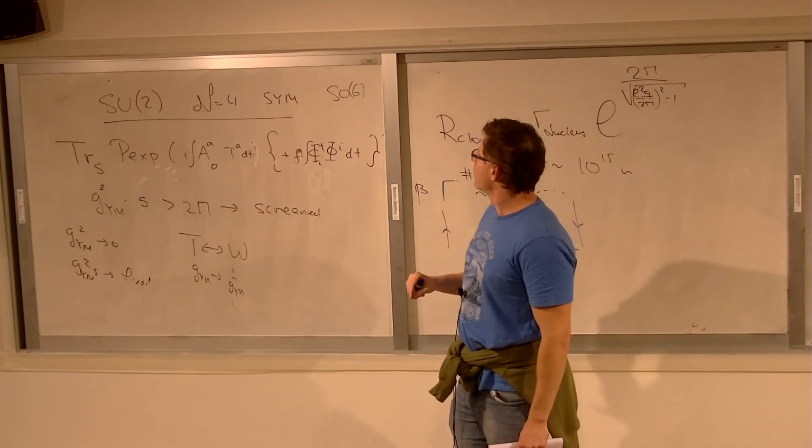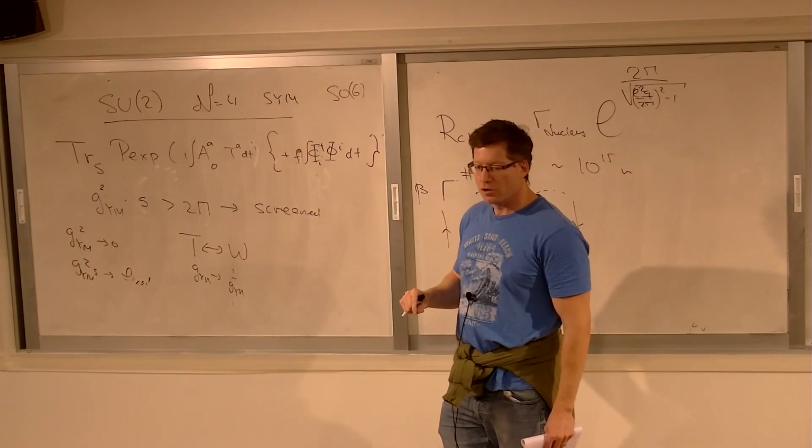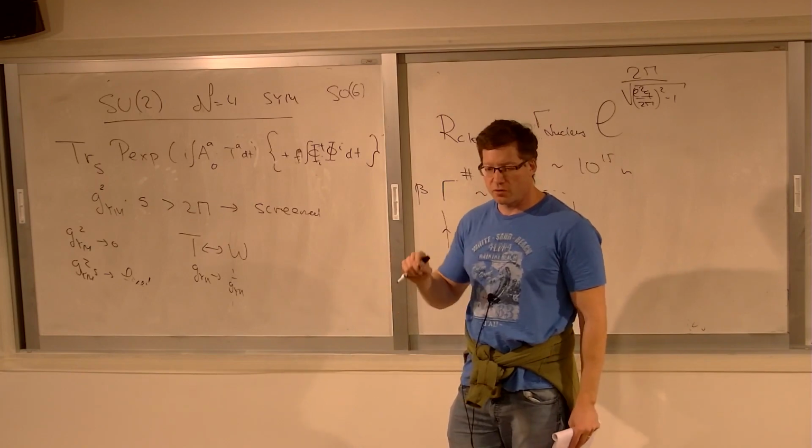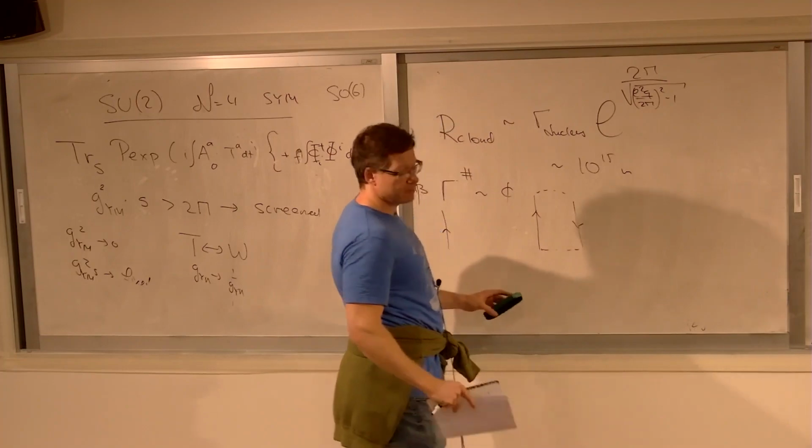In N equals 4, when the gauge field is not in the same multiplet as the scalar? No, it's always going to happen. This conclusion will be true in every non-abelian gauge theory. So let me show you how this happens.